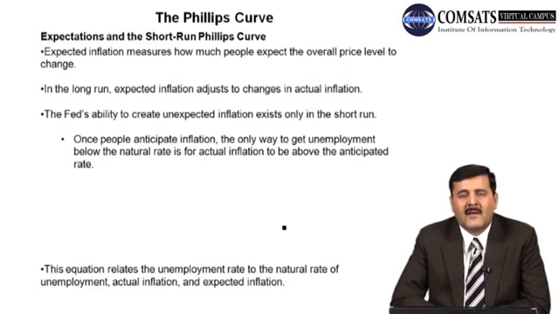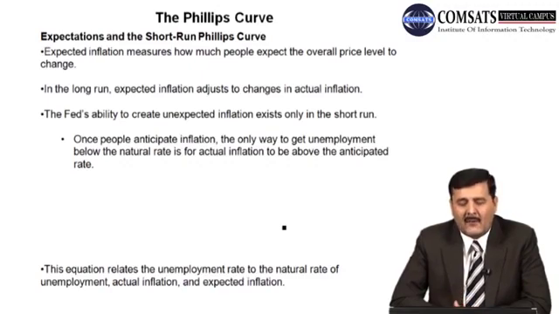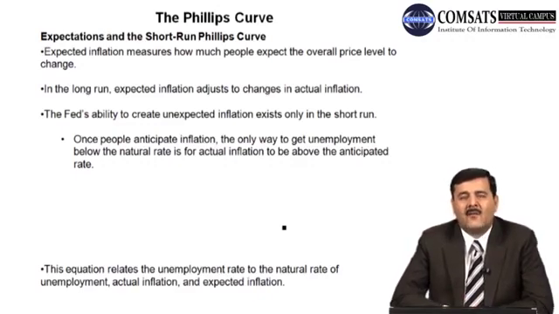अगर लोग ये एक्सपेक्ट करते हैं कि देयर विल बी सम चेंज इन द प्राइस लेवल इन द इकोनॉमी, तो ऑफ कोर्स दिस विल इफेक्ट द एम्प्लॉयमेंट और अनएम्प्लॉयमेंट रेट इन द इकोनॉमी, बट नॉर्मली in the long run actual and expected inflation adjust each other and become same. So we can say that people can anticipate inflation, expect inflation only in the short run, and unemployment can go below the natural rate only if the actual inflation rate is above the anticipated inflation.